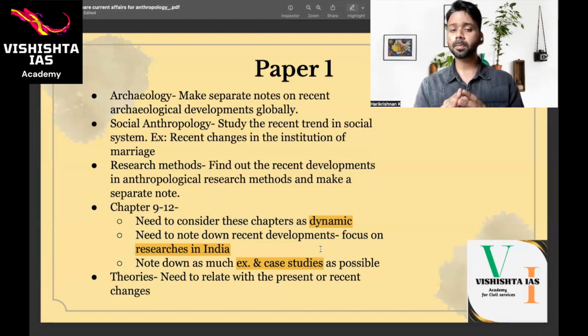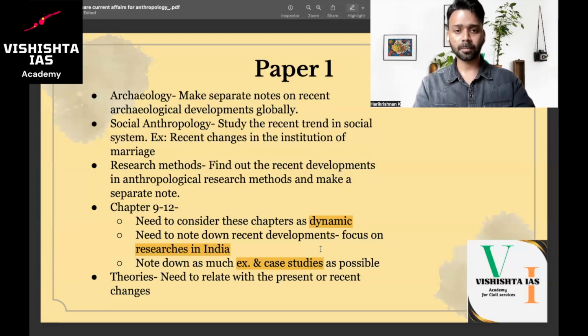There are no specific resources for current affairs when it comes to anthropology. You will have to depend on your online materials. You can take notes from IGNOU notes. You can take notes from eGyanKosh. I have already mentioned it when I was explaining the paper too. Other than this, make use of Google in a very good way.